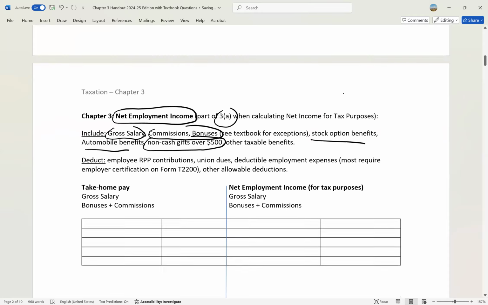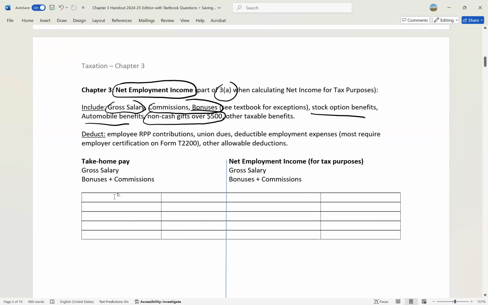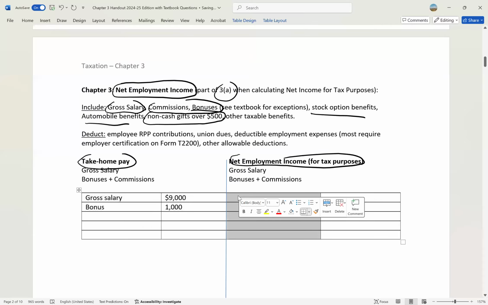Let me go through a simple example. I want to show you the difference between your take-home pay versus what your net employment income would be for tax purposes. So let's say you're working part-time for a company and you have gross salary of, let's say, $9,000. And let's say you also get a bonus from this company as well, and that's $1,000. So both of those amounts, the bonus and the gross salary, would both be included in your net employment income. So that's really easy to understand.